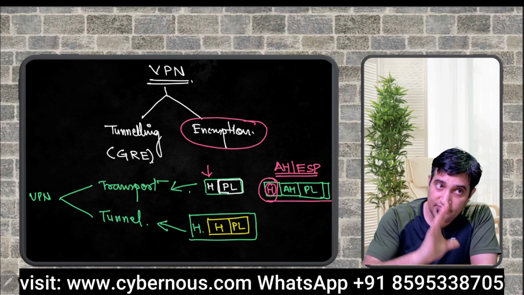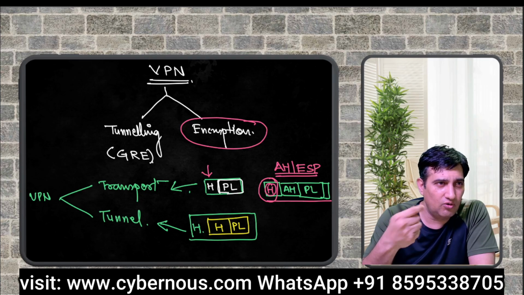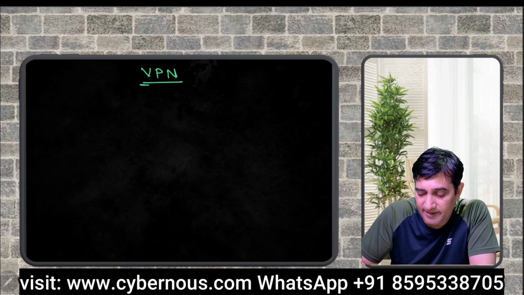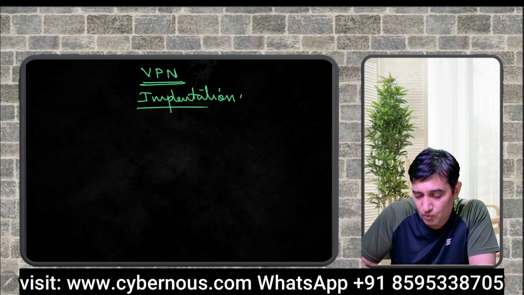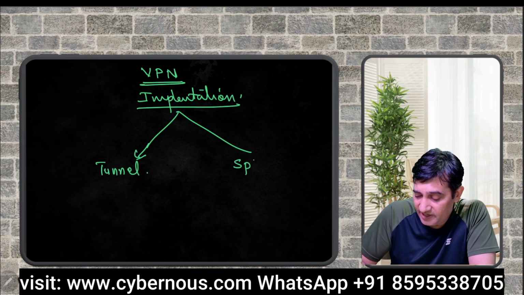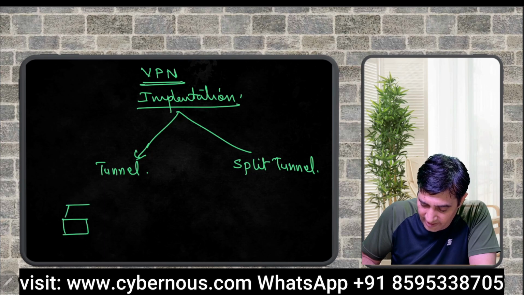Okay, these VPNs can also be implemented based on your infrastructure and the kind of hosting and all of those things which you support. The implementation can be divided into two parts. One is tunnel mode, and another one is called split tunnel. Now what is complete tunnel mode? For example, this is your laptop at home and you are working from home, and then you are connecting with your company infrastructure, right?